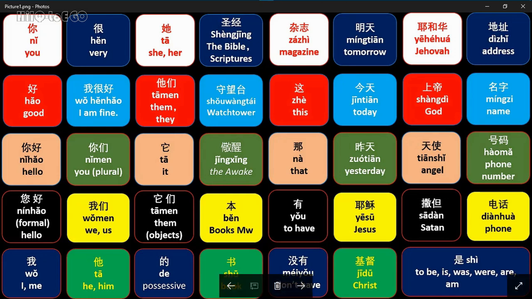Of course, in some instances, you hear people say ni hao ma. The ma at the end is the question particle. In Chinese, ma is the question particle for a yes or no question. Ni hao is a casual way of greeting.